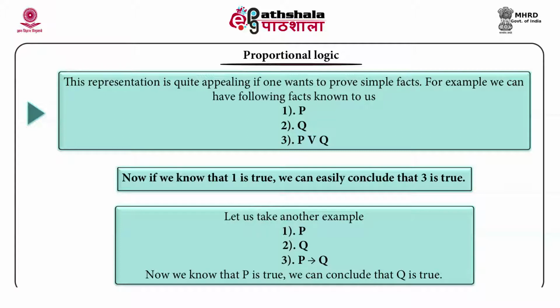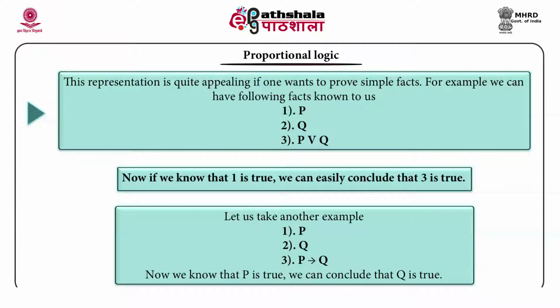shown. For example, you have P and Q, both of them, and then P or Q. Suppose you know P is true. Obviously, P or Q is true because P is true, you know that. Not only that, if you have P and Q and you know P implies Q, and again you know P is true, you can conclude that Q is true.